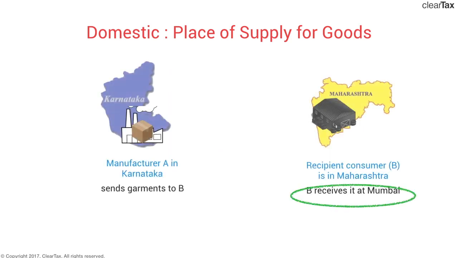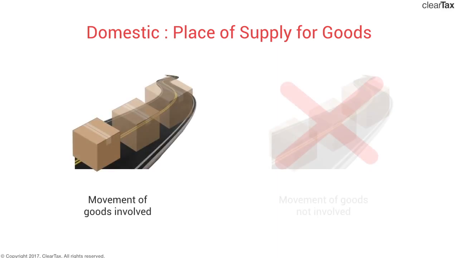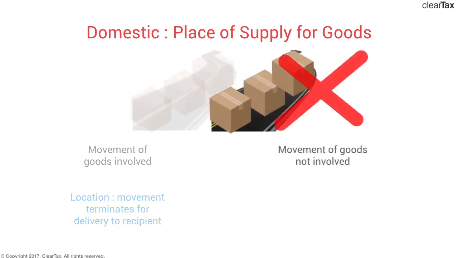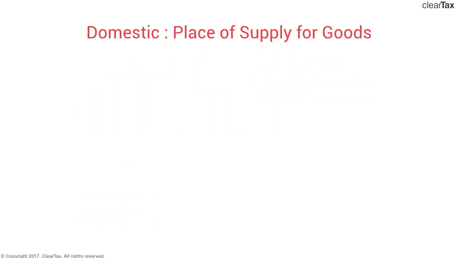The recipient collects it in Mumbai. So the delivery is completed, the movement terminates right there for delivery to recipient, and therefore in our situation the place of supply would be Mumbai because B receives it at Mumbai. Termination of movement. Simple situation. Again, it follows the rule of destination based consumption tax because it's ideally the location of the recipient itself. It's just that it's routed through the goods. The movement of goods should terminate. That's the logic involved.